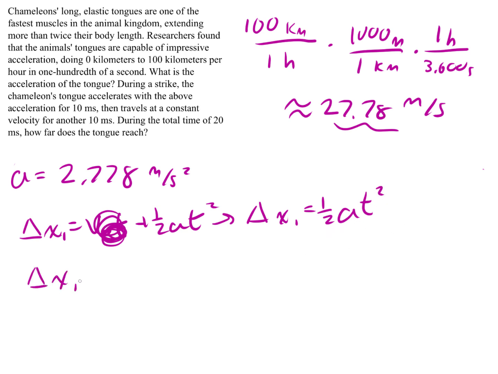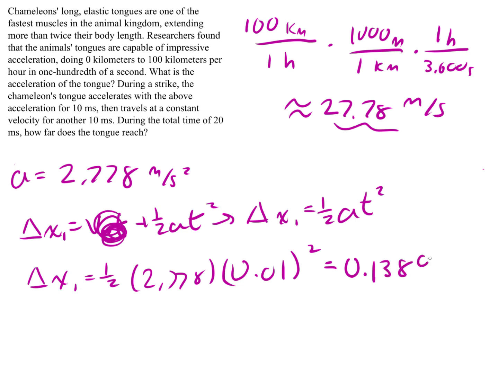So if you plug everything in, half times the crazy acceleration times the time interval squared, which reduces down to a really small amount, you get about 0.1389 meters, so about 10 centimeters. And that is the first part.